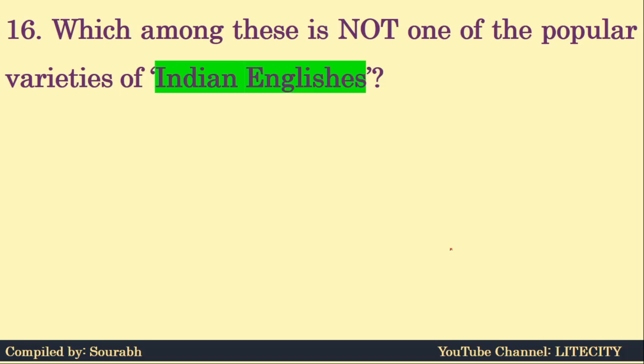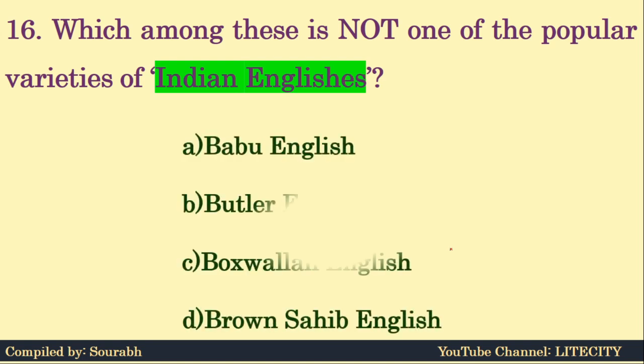Which among these is not one of the popular varieties of Indian Englishes? Now, India has variety of Englishes used according to the proficiency, which we have seen in the decline of bilingualism. So we have Babu English, we have basically Butler English, and we have Boxwala English. We also have Brown Sahib English. So these are names given to different languages.